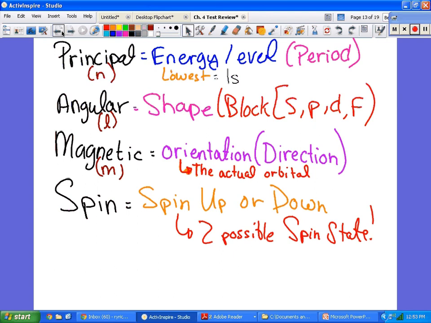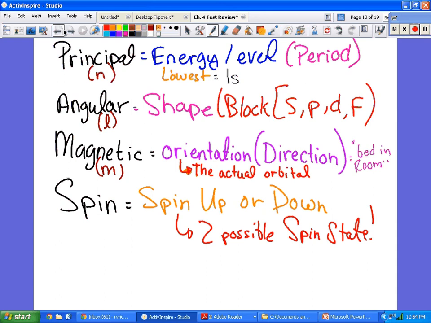Magnetic, orientation, the orbital. Here's something you can write about this. The magnetic orientation is the bed in the room. Does that make sense? It's not how many, it's which bed. So spin, of course, spin up, spin down. Very common sense. That's your quantum numbers.